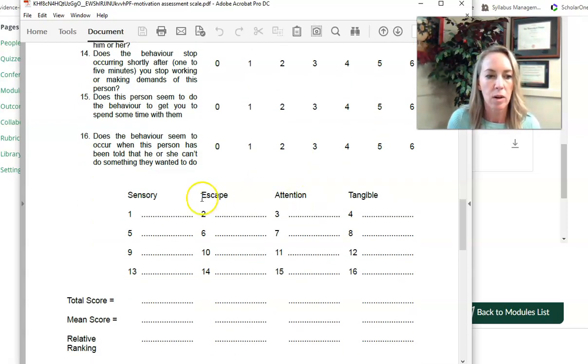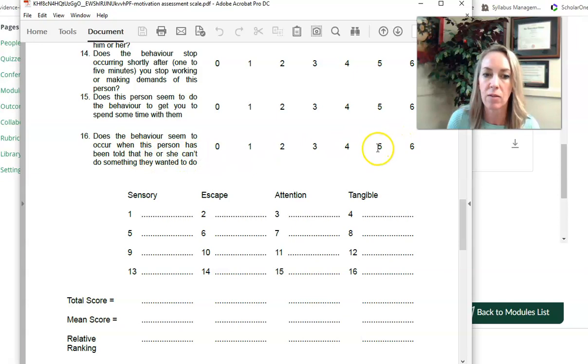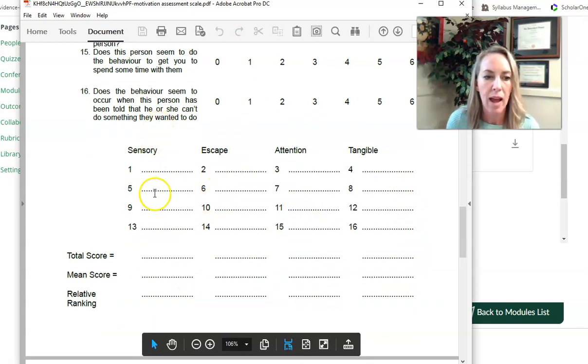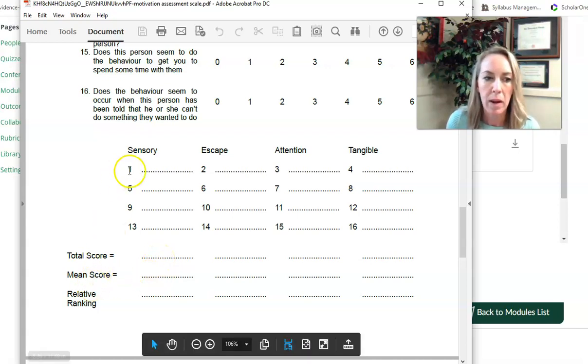And this is how you score it. These are the prompt numbers. So number 16 is down here. Whatever your score is on 16, say it's a 5, you put a 5 on this line. For 15, say it's a 0, you put a 0 on this line. So you have documented all of your ratings here. Then you add up the columns to get your total score. You get your mean score by averaging the 4 scores, and you get your relative rating based on that.